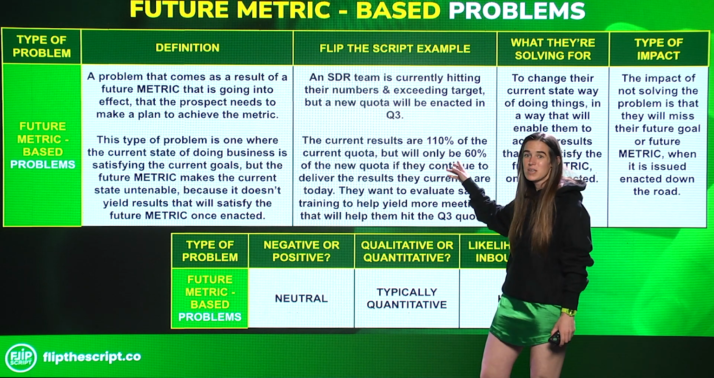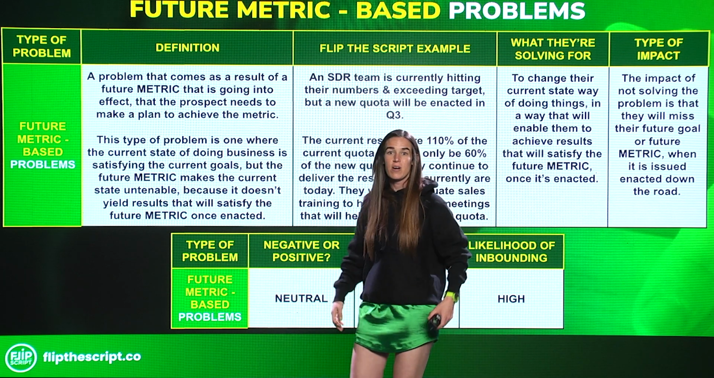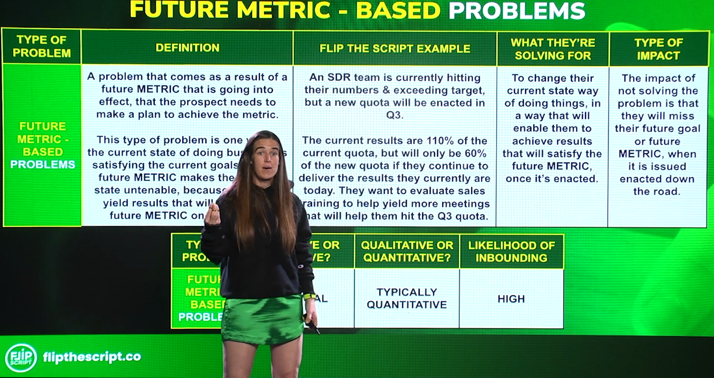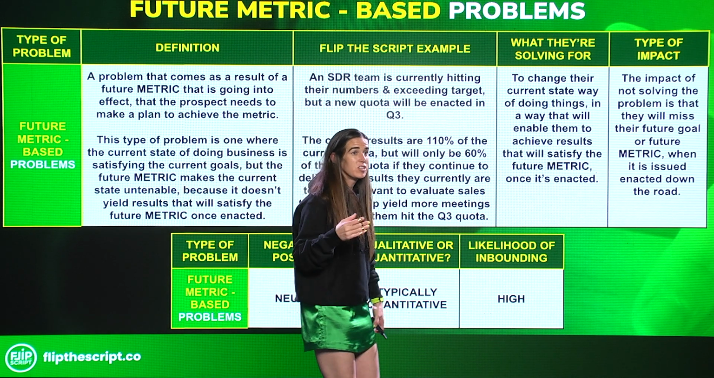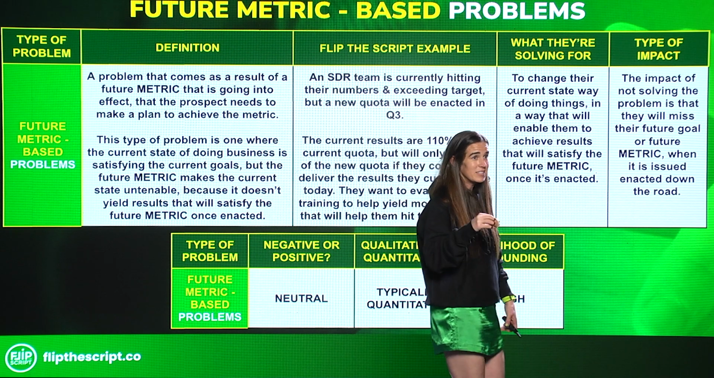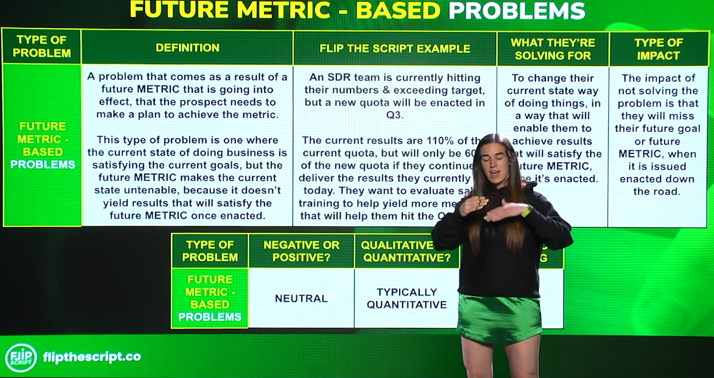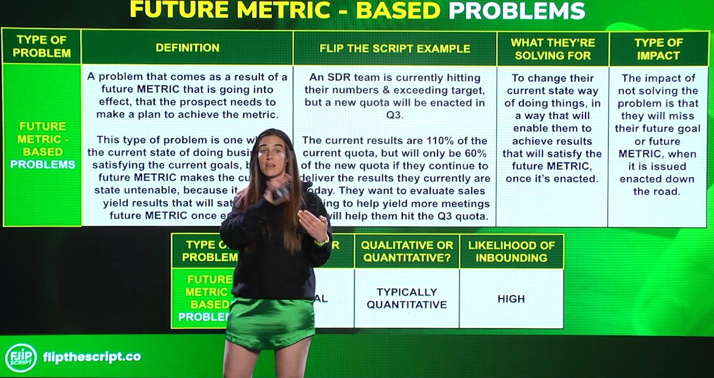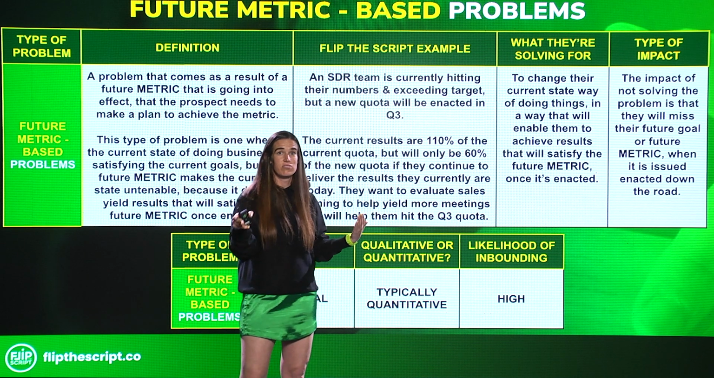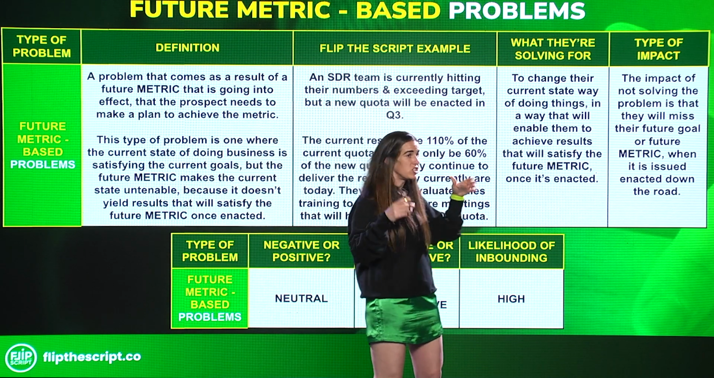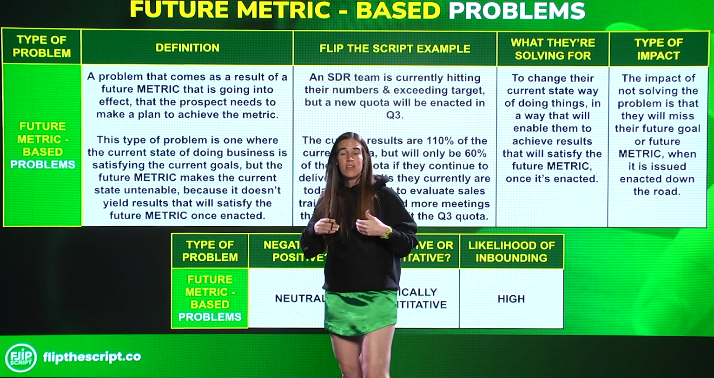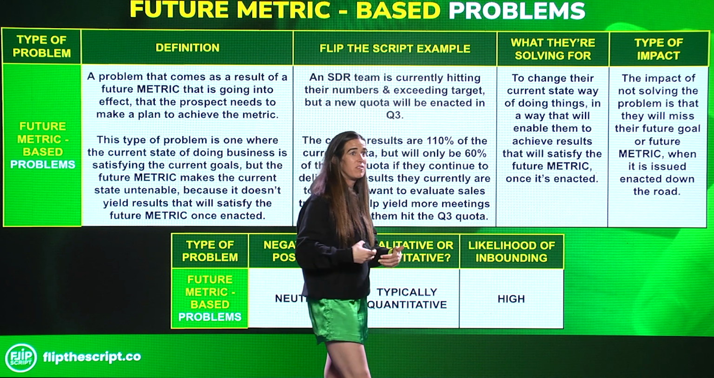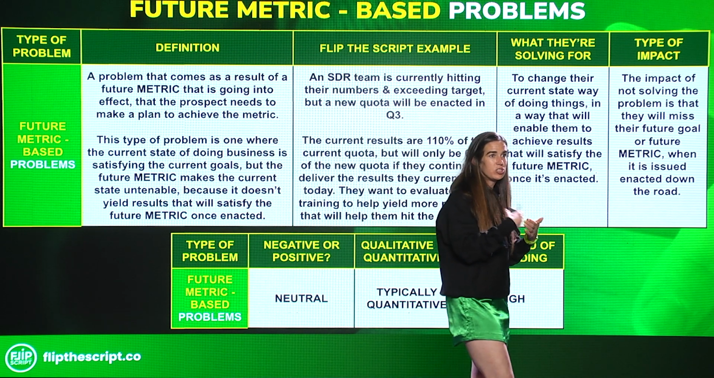So the new quota is going to be issued in Q3. It's Q2 right now. They're at 110% of quota right now, but the Q3 metric is going to be much higher. And so their current state results is only going to be 60% of the new metric. So they know they have to change their skill level, change something about their current state in a way that's going to realize their future metric whenever it is issued in. So what they're solving for is to change their current state in a way that yields the future metric results within their current state, so that when the future metric is issued in, they're able to achieve that.